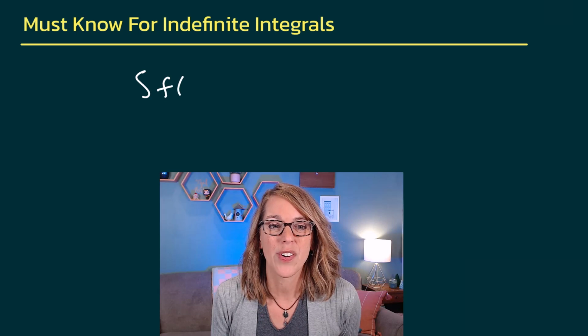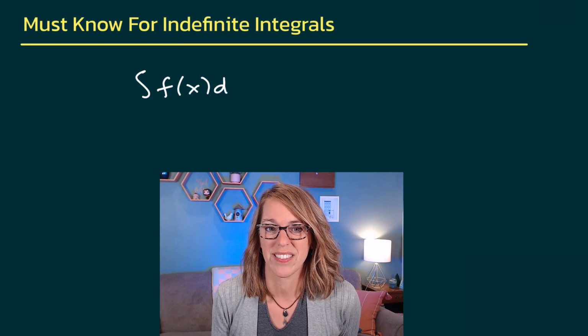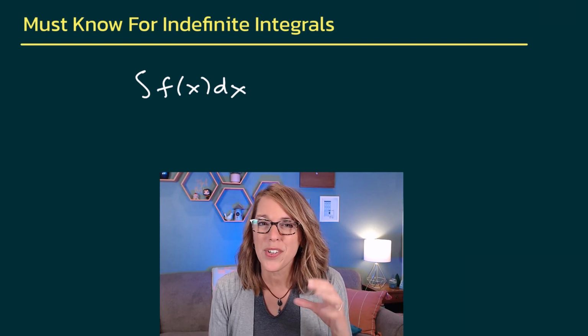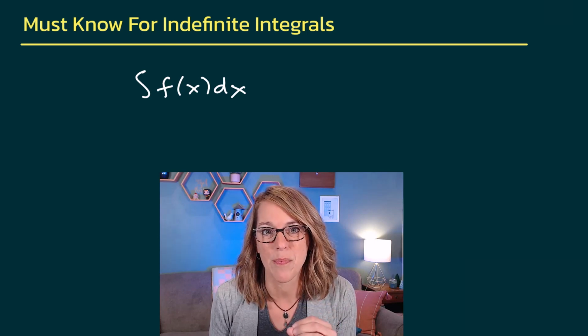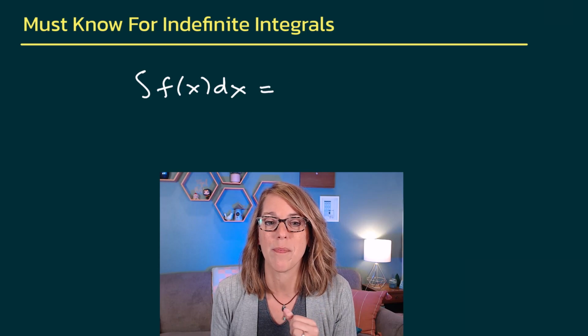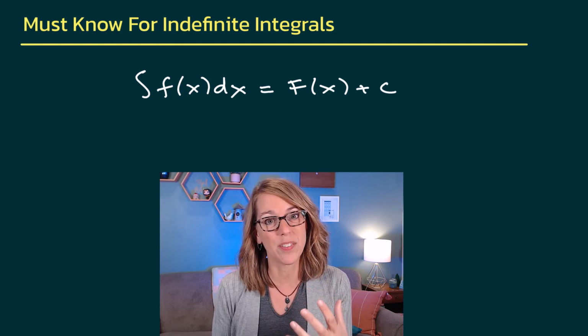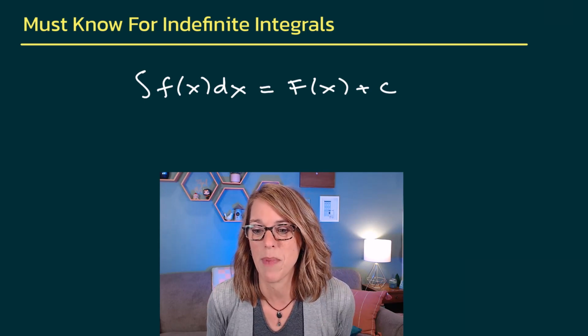So if I've got the integral of some function, f of x dx, this is going to be the integral that gives me an antiderivative back. It's going to give me a function back, F of x, and there's always this constant on the end, plus c. So it actually gives me this family of functions back.